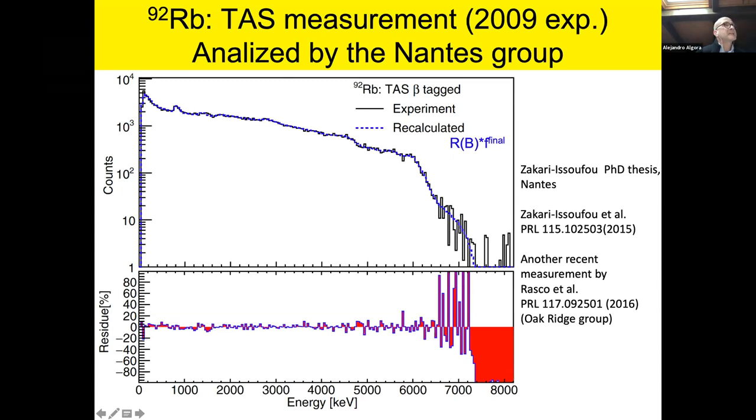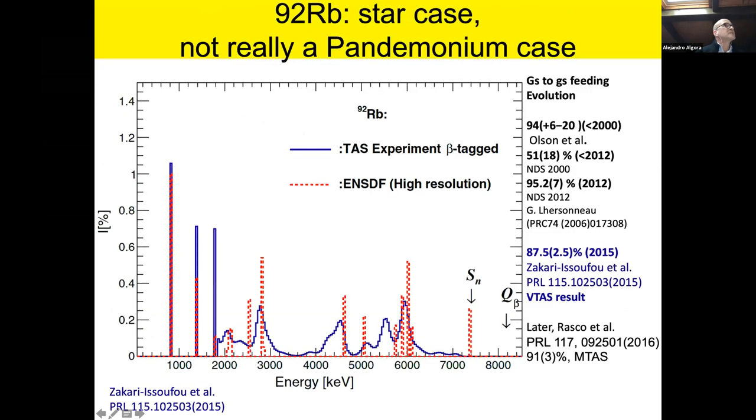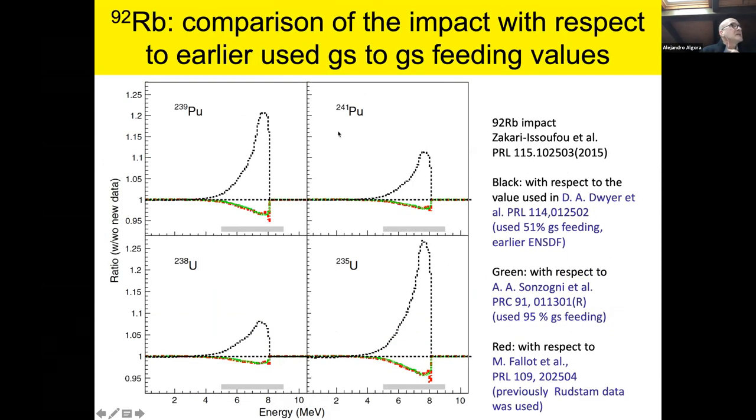And this, in particular, was analyzed by Zakaria Issoufou from Nantes. And the most relevant thing from this case, which is not really a Pandemonium case, is that from this experiment we were able to measure properly the ground state feeding of this beta decay, which had been changing in the nuclear data evaluations from 94% to 50%, etc. So this was a relevant measurement. And you see that immediately here.